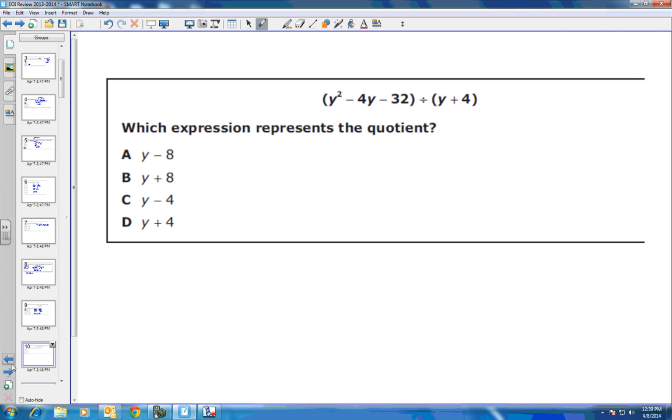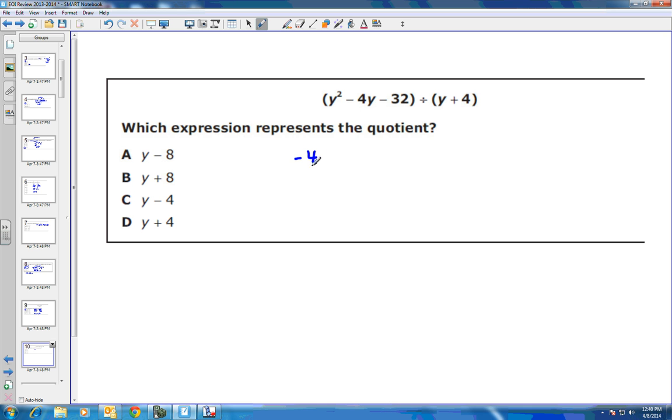All right, which expression represents the quotient? Looking at this problem, what do you think the first thing you're going to do is? We are dividing. What kind of dividing? Besides long dividing, I could factor. That would give me my answer. Do you remember synthetic division? Okay. Synthetic division is what they want you to do here.